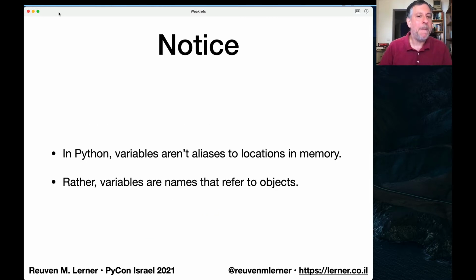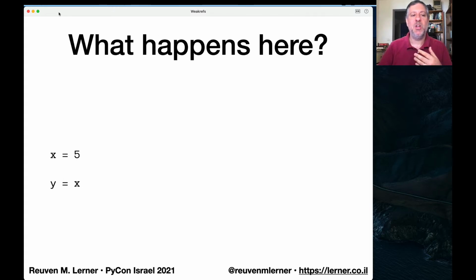Now notice, Python does not have this idea that we have in some other languages, such as in C, where a variable is an alias to a location in memory. That's not how it works. Variables are names that refer to objects. So let's take a slightly more complex example here.